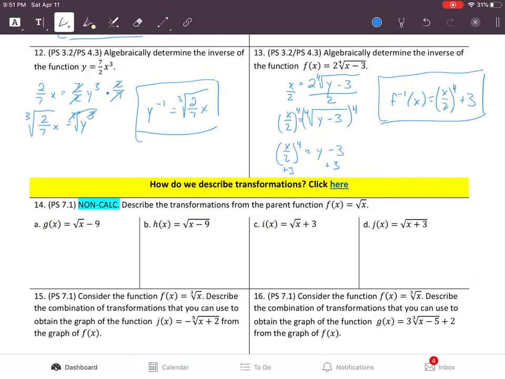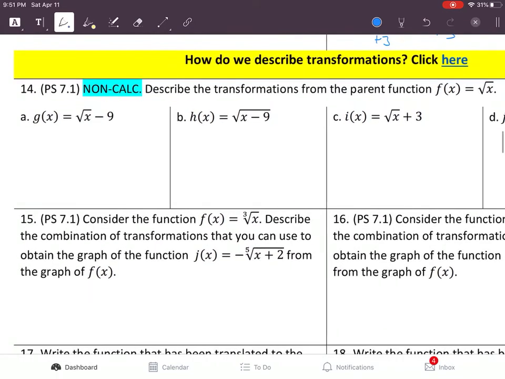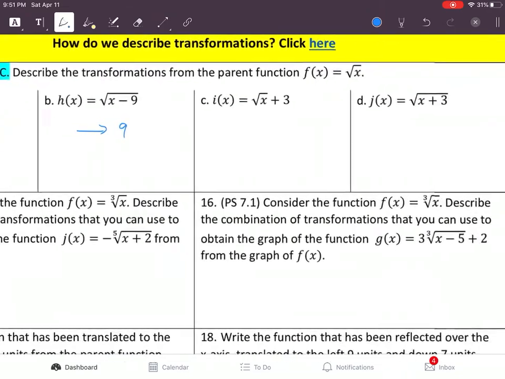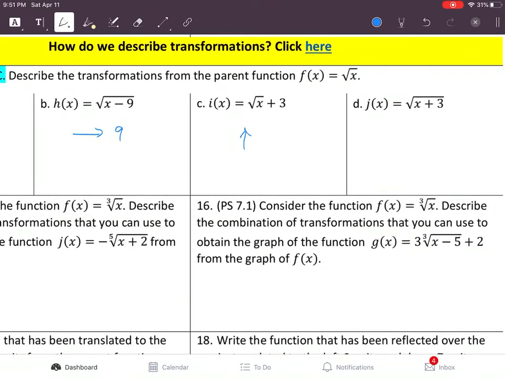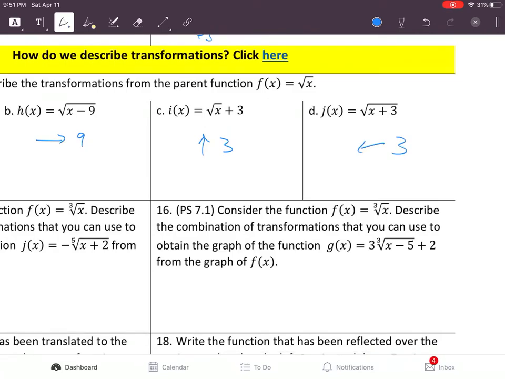Transformations. This is very simple. Do you understand what it's doing? Since it's on the outside and it is a minus sign, it's going to go down by 9. On the inside and minus, it means it's going to go opposite, to the right by 9. Plus 3 on the outside is going to go up by 3. And plus 3 on the inside of the function is going to go to the left by 3. So inside is the opposite of the sign, and outside you follow the sign, either up or down. Okay.